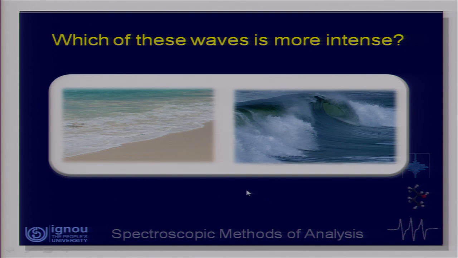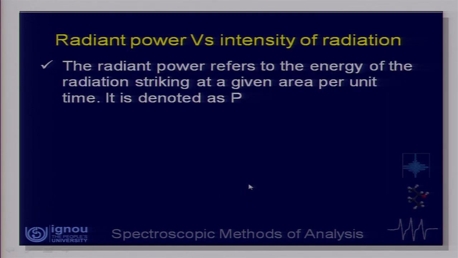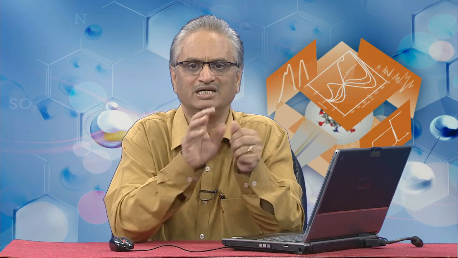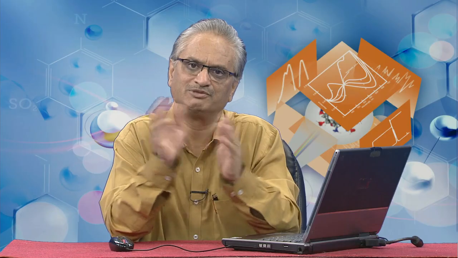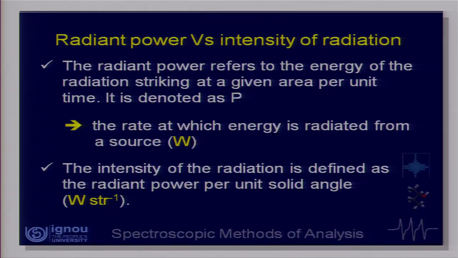Okay. Now, coming back to our context of electromagnetic radiation, we have to talk about two very important terms. One is the radiant power, and the second is the intensity. Let us try to understand what these are and how we differentiate between the two. The radiant power basically refers to the energy of the radiation striking a given area per unit time, and is denoted by P. We will be using that very often. Since it is radiant power, it is measured in watts. That is the unit for this.